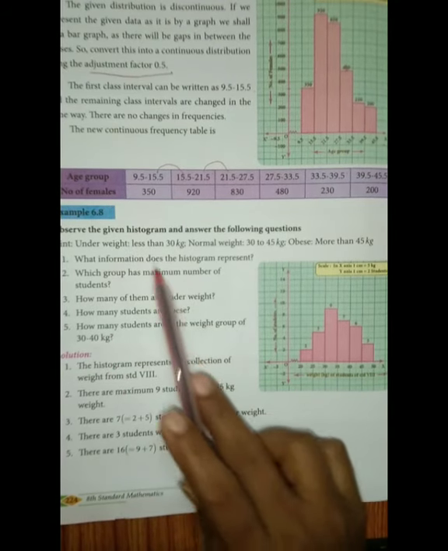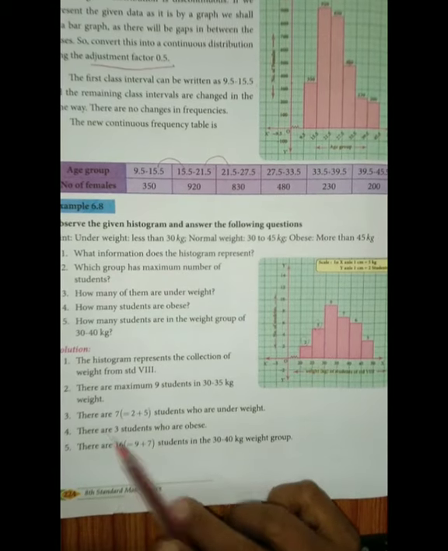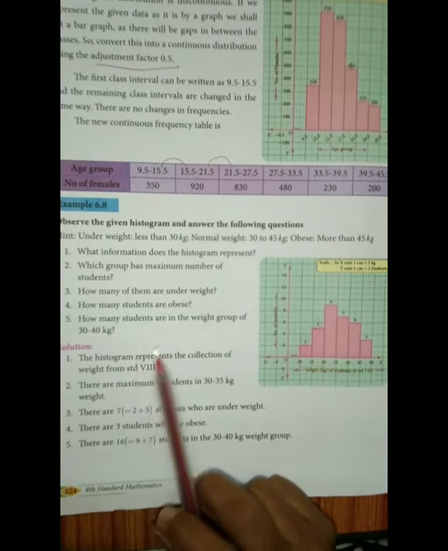Then the third question, how many of them are underweight? Underweight means less than 30 kg. Less than 30 kg means these two values. This is underweight. So 2 plus 5, that is 7. There are 7 students who are underweight. Then fourth question, how many students are obese? Obese is more than 45 kg. More than 45 kg, how many students are there? Only 3. Therefore, there are 3 students who are obese.